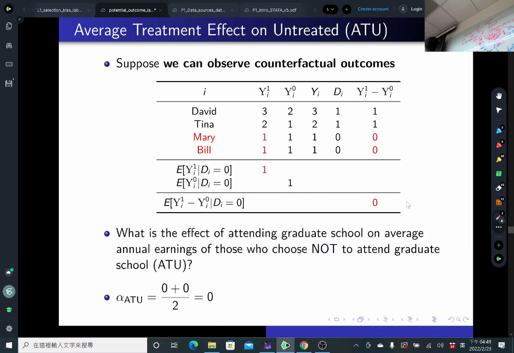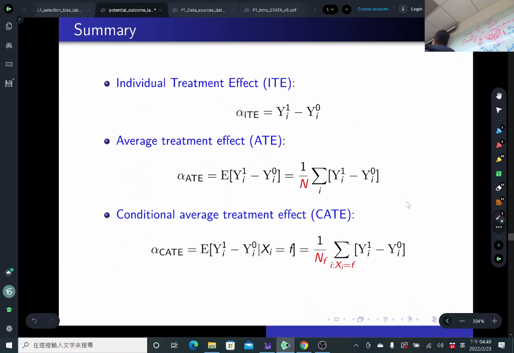Okay. So let me give you a brief summary. We learned what the individual treatment effect is. That is, for a specific individual i, you compare the potential outcome if he or she gets treatment or not. That's the individual treatment effect. But this is not very useful because no one really cares about a specific individual. Maybe you care about yourself. That's important for you. But people might care more about the average treatment effect because that's on average for the general population.